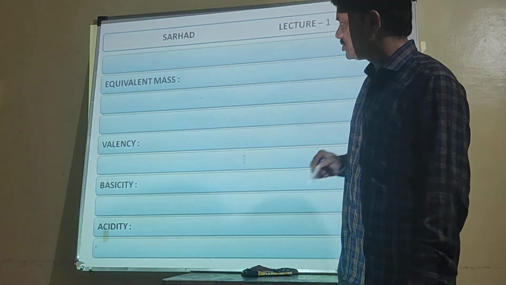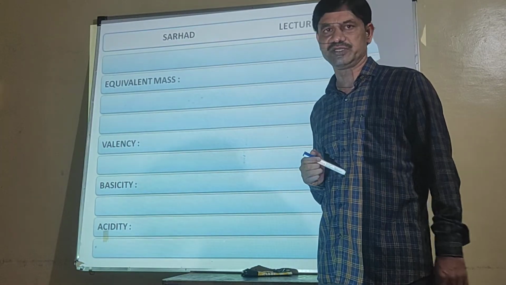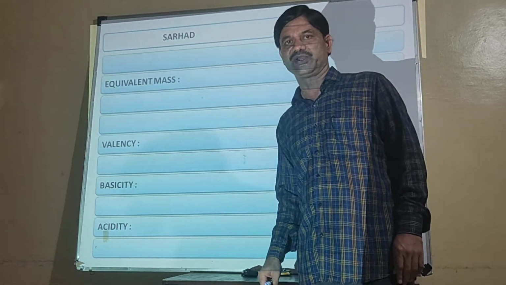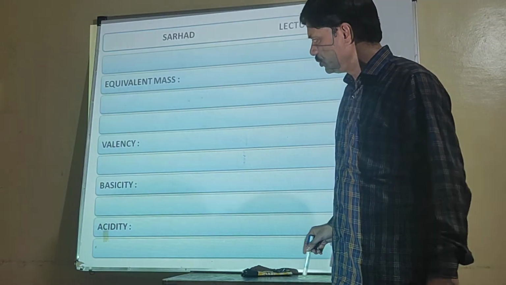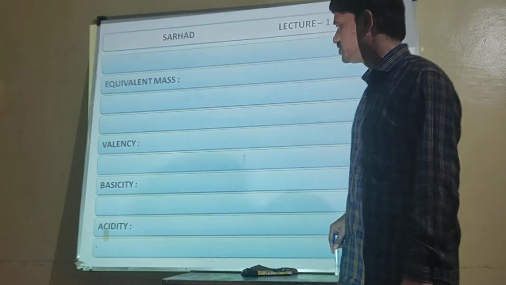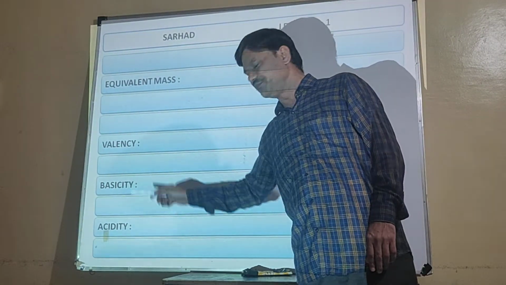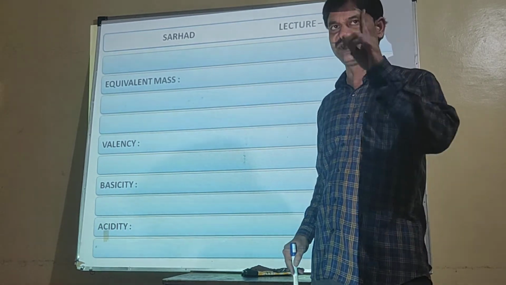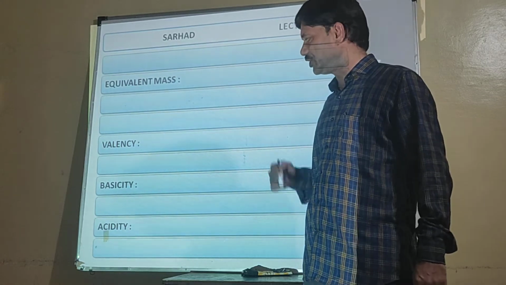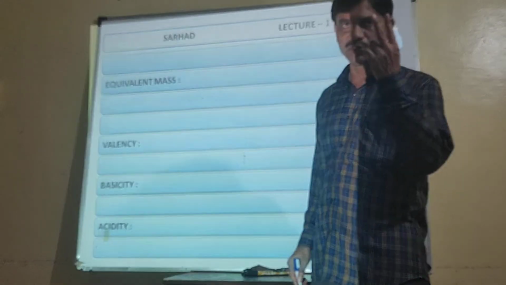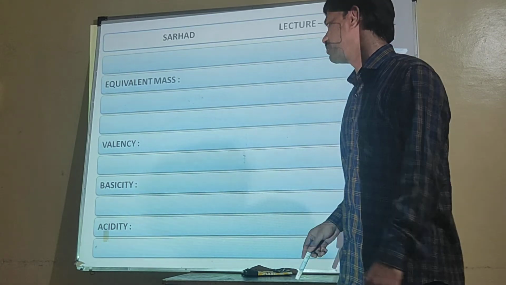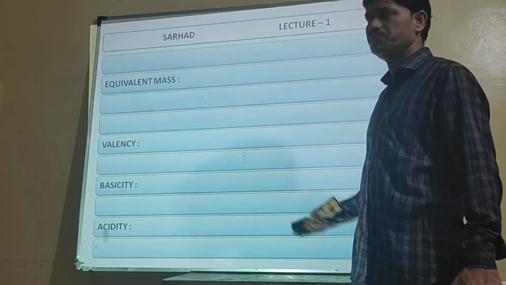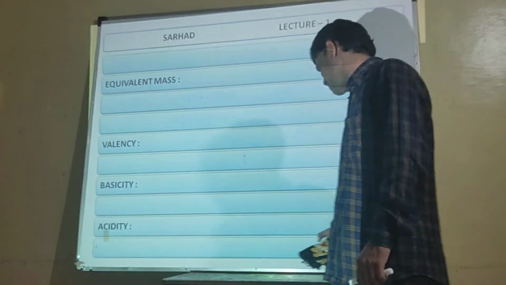Then the third important term is basicity. Suppose we take the example of HCl: basicity 1. If we are dealing with sulfuric acid, H2SO4, basicity 2. So the number of replaceable H+ ions present in an acid is known as basicity. And what about the reverse case, acidity? If we take NaOH, acidity 1. If we take calcium hydroxide, Ca(OH)2, then acidity equals 2. So the number of hydroxyl groups present in a base is called acidity. Try to remember these important terms before starting with examples.